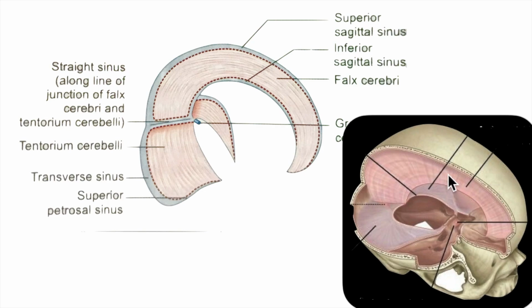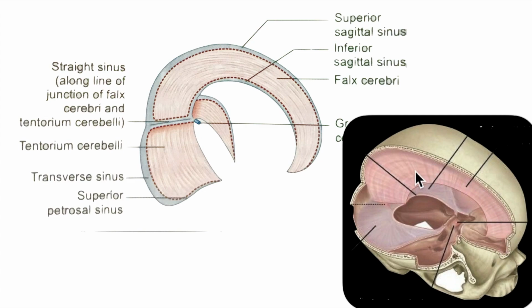Just as the fold is a special character, the sinus is also a special character. So what is a sinus? The meningeal layer reduplicates and forms folds; in other places the endosteal layer and the meningeal layer fuse with each other and are not separate. But at certain places where the dural venous sinus is present, there is a gap between the endosteal and the meningeal layer. The special character in that gap is called the dural venous sinus.